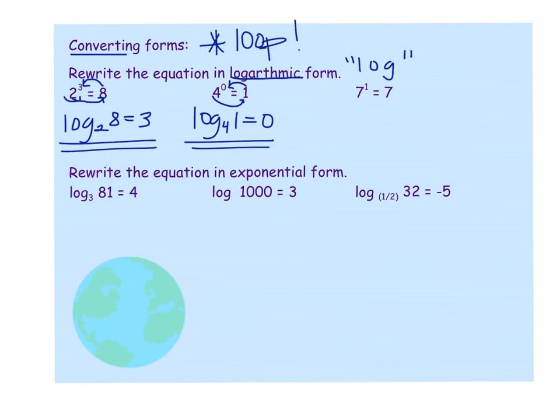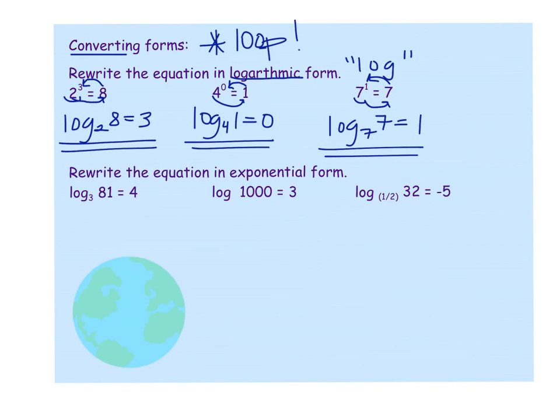Try the last one. 7 to the first power equals 7. Notice the base is 7, therefore log base 7, now this looks kind of weird, of 7, so there's kind of 2 7s in a row. Please make sure to differentiate the little subscript base 7 from the 7 that's written afterwards. And what should it equal? Always equals the exponent of 1. And that's just converting from exponential to logarithmic form.